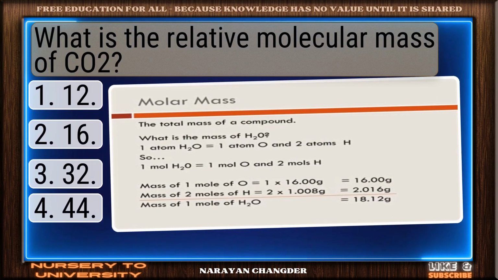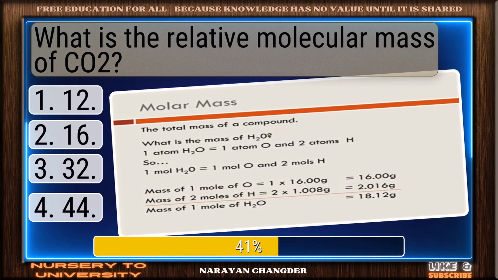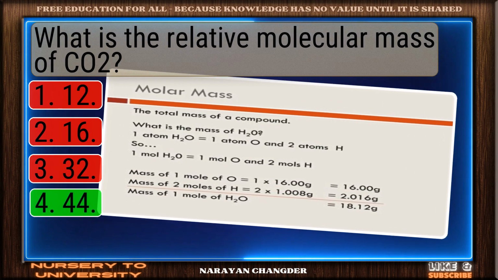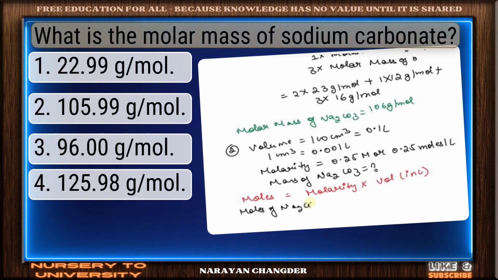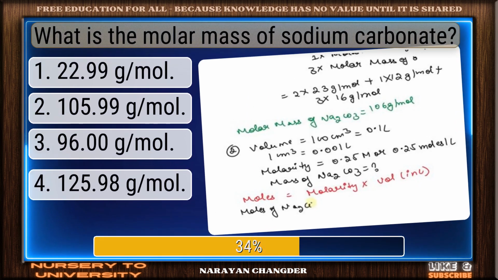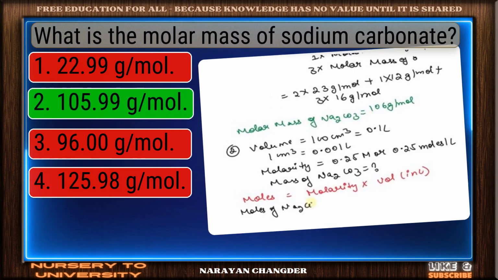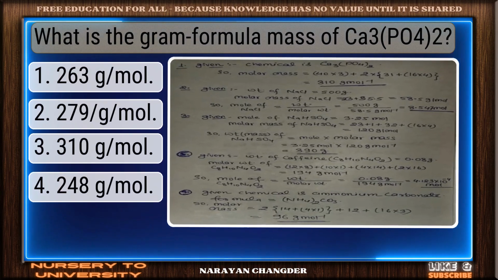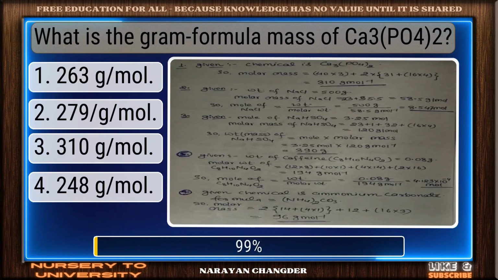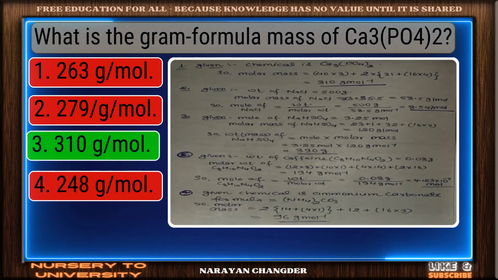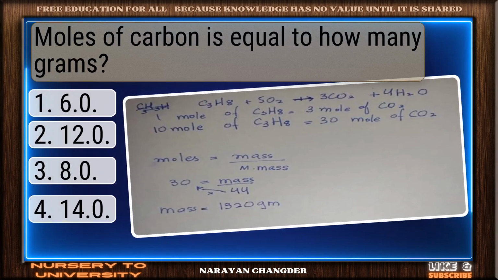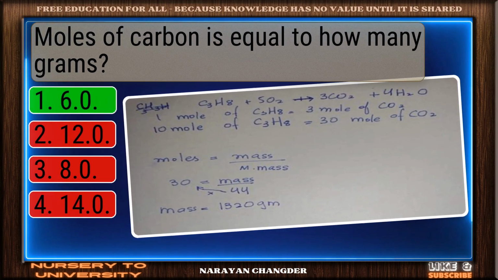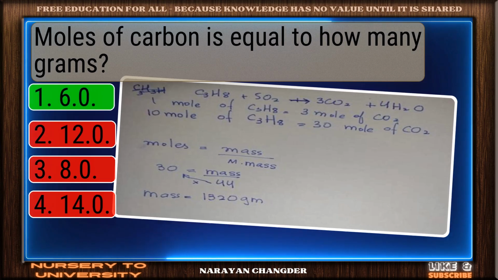What is the relative molecular mass of Cu? Excellent choice. 44 is the right answer. What is the molar mass of sodium carbonate? Bravo, 199 is the answer. What is the gram formula mass of K3P? On track, 310 is the correct answer. Moles of carbon is equal to how many grams? You got it. Your choice 6.0 is right.